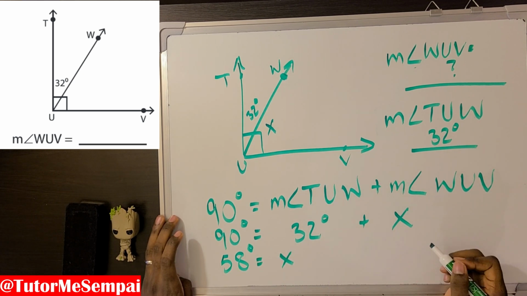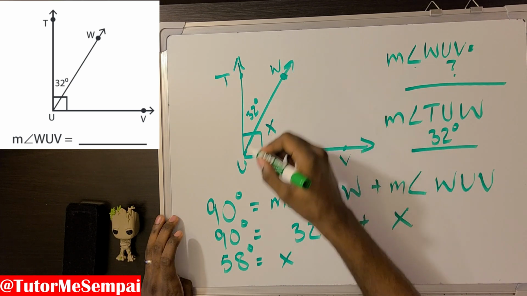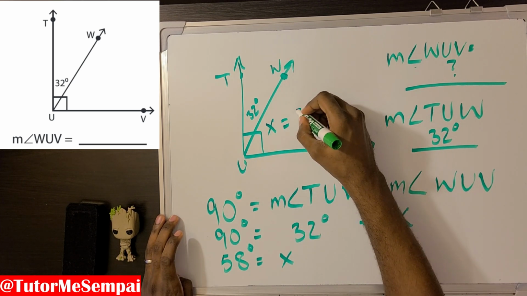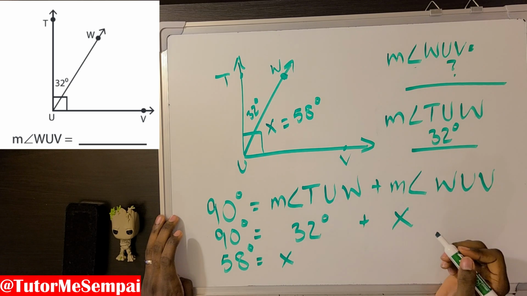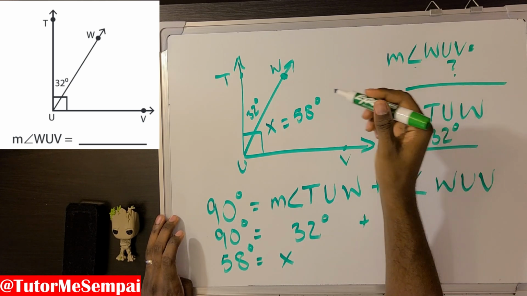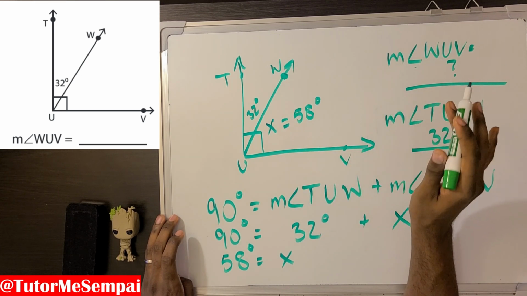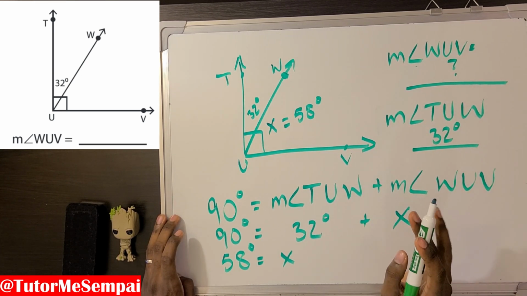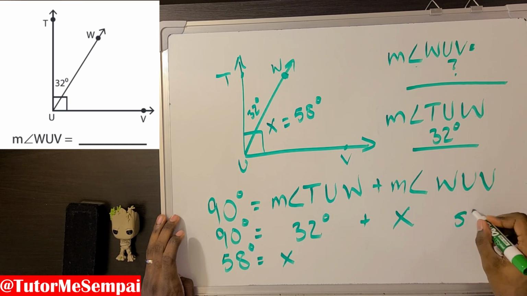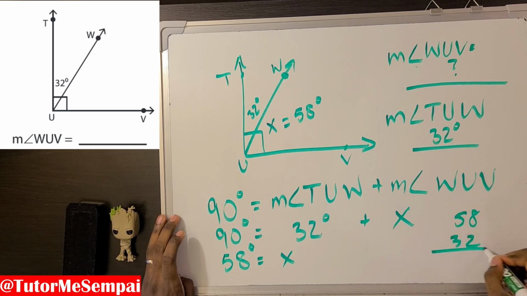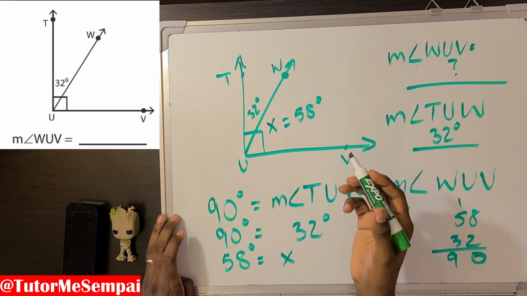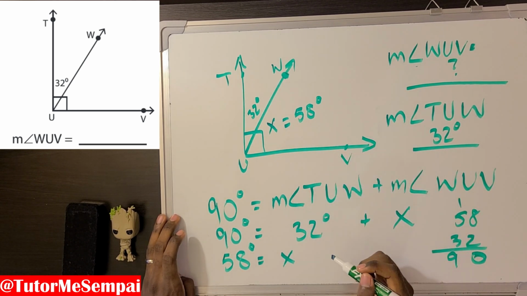58 degrees. So our missing angle, WUV, is actually 58 degrees. And you can check that once again by adding the two angles. If they give you something other than 90 degrees, then you did something wrong. Check your math again. So 58 plus 32: 8 plus 2 is 10, carry the 1, 6, boom, 90 degrees. I checked my math and it pans out. This is our final answer.